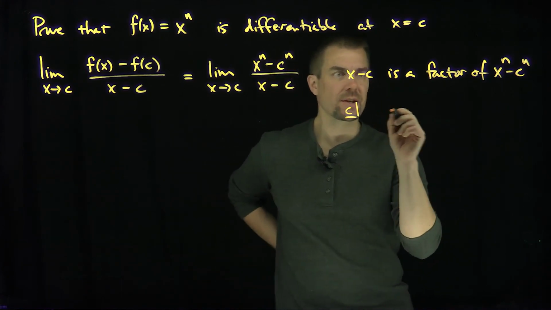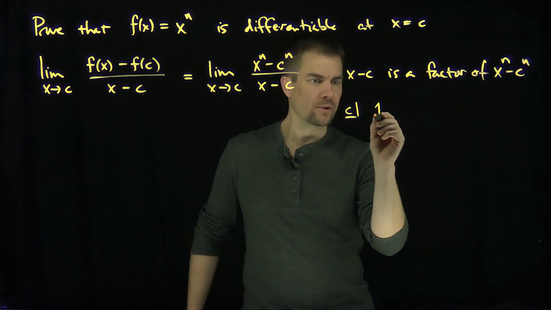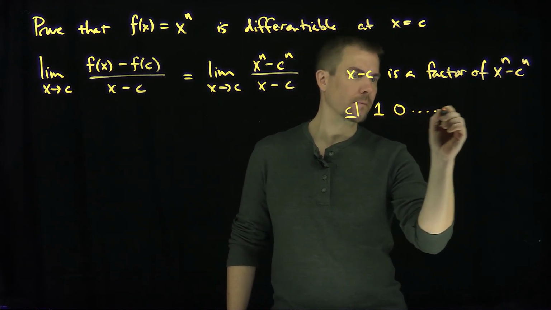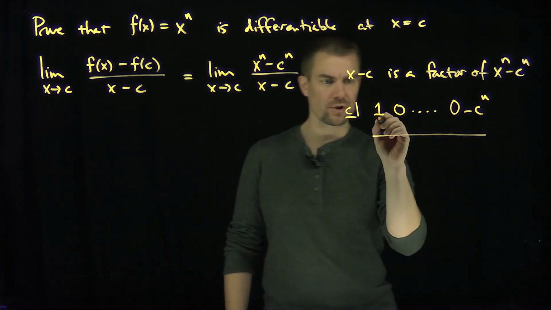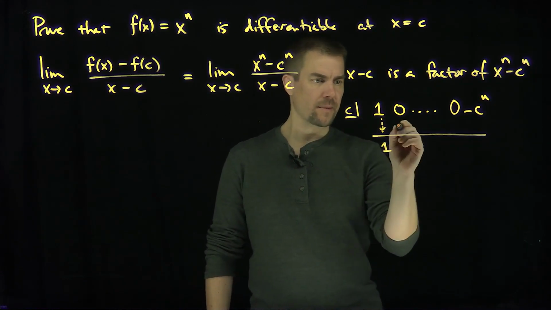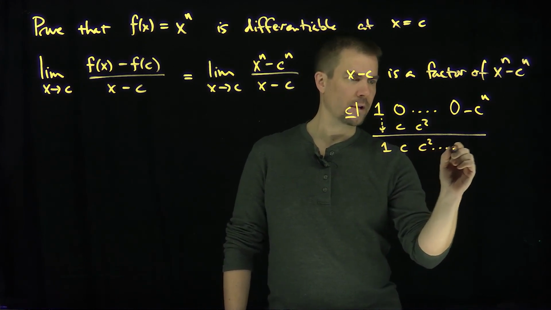So here, I put the c in the box, and I have a 1, which is the coefficient of x to the power n, right? Then I have a whole bunch of zeros. Then I have a c to the power n with a negative sign over here. So to do synthetic division, you bring the 1 down. Then I'm going to have a c, then I multiply, I get a c squared. Bring the c squared down, etc.